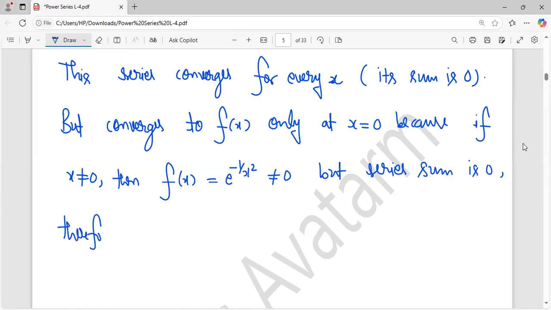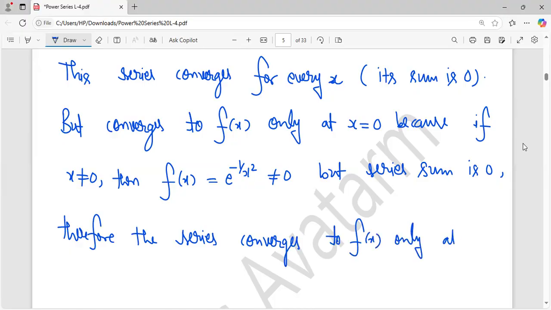Therefore, the series converges to f(x) only at x equal to 0. So in this case, the Taylor series of f(x) converges to the function f only at x equal to 0; at other points it is not converging.